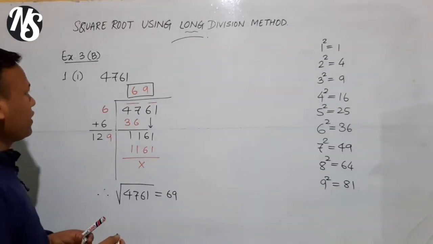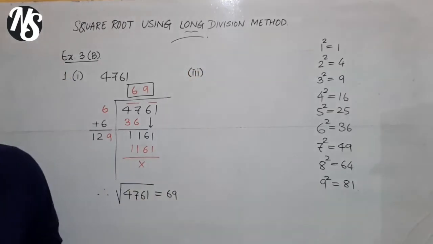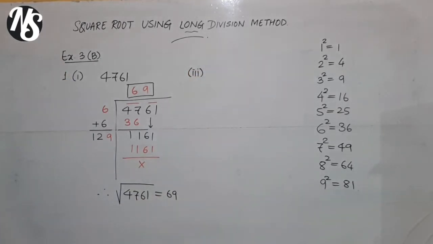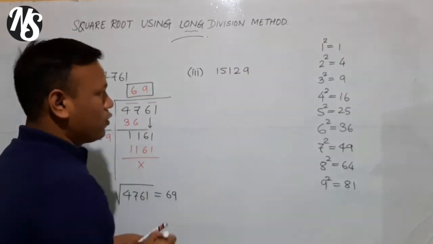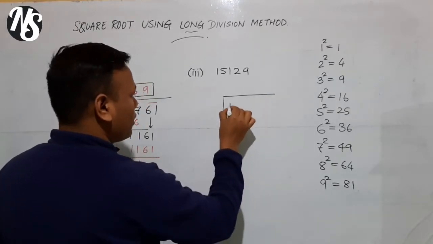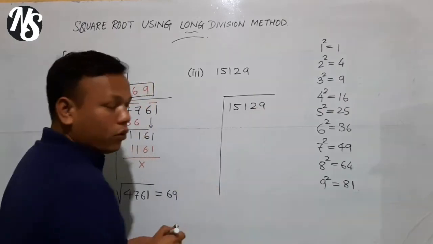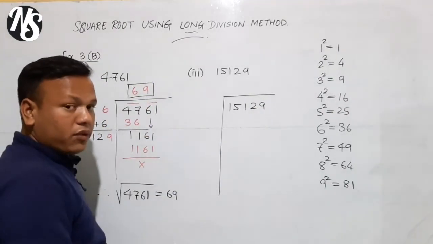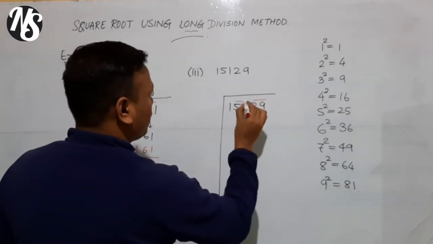Let me try one more sum. I'm taking question number 3. Let's see what's there in question number 3. In question number 3 you have 15129. First and foremost, just draw this and write down the number 15129. Now form the pairs from the rightmost corner. You have to form the pairs in this way.